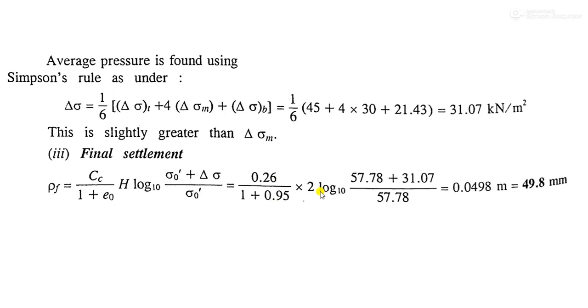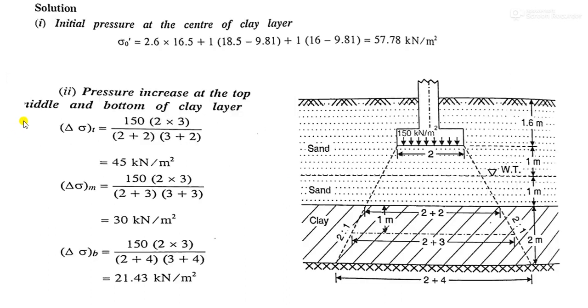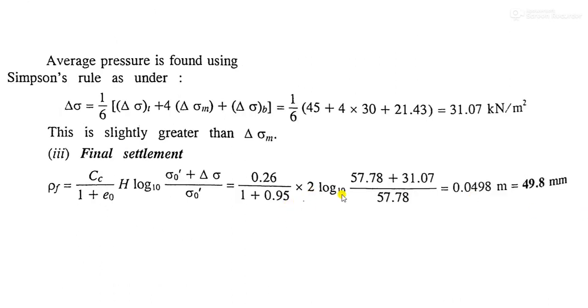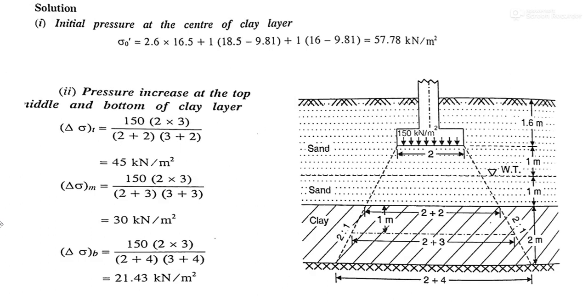2 is the height of the clay layer. The height of the clay layer is 2, that's why H has been taken as 2. So 2 into log 10 base of 57.78. 57.78 is the initial pressure. The initial pressure is also available from this equation, 57.78.